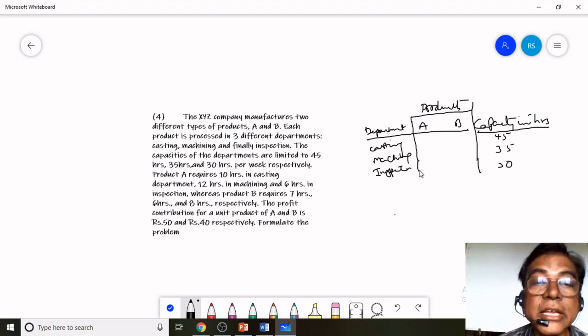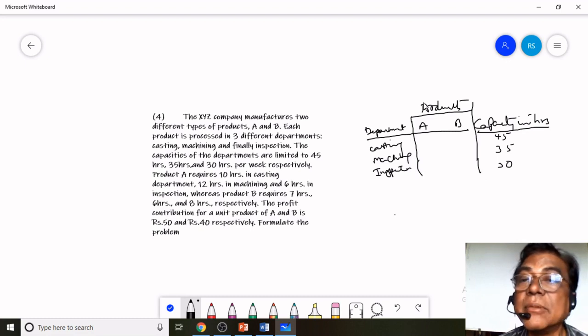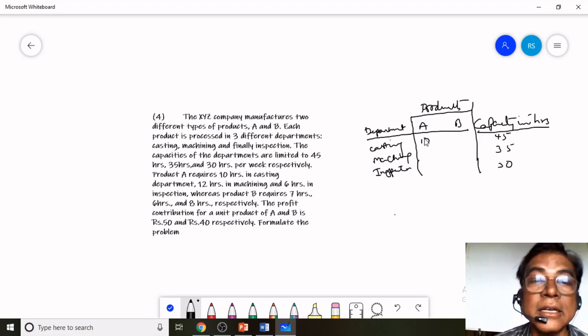Now come to the point, casting. Product A requires 10 hours in casting, right? 10 here, and 12 hours in machining and 6 hours in inspection. A requires 10, 12 and 6. Go to B. Product B requires 7 hours, 6 and 8 respectively.